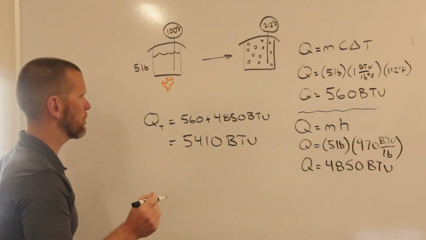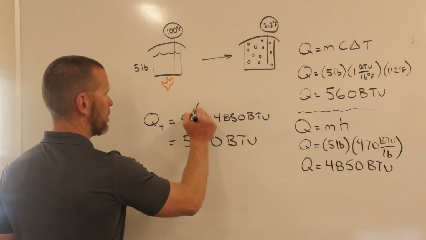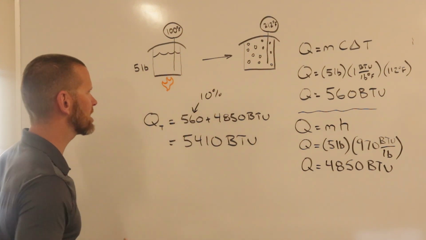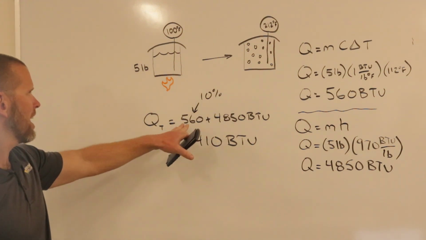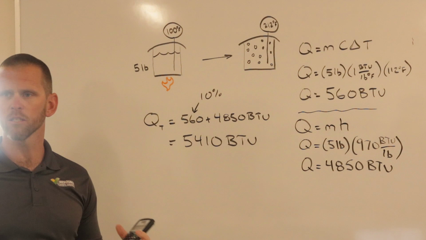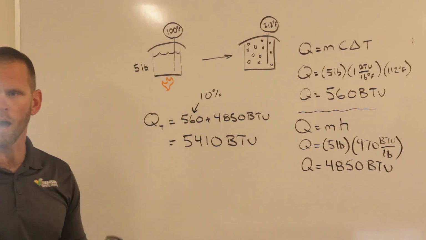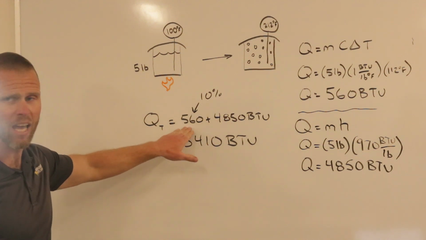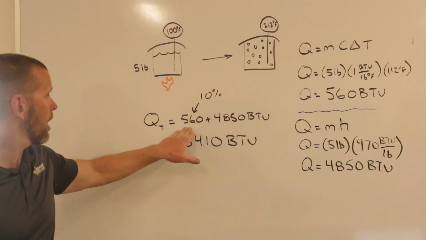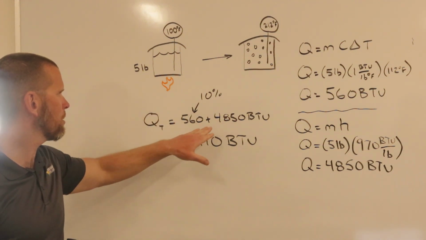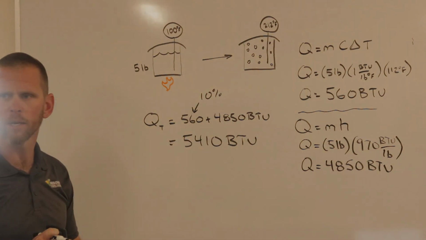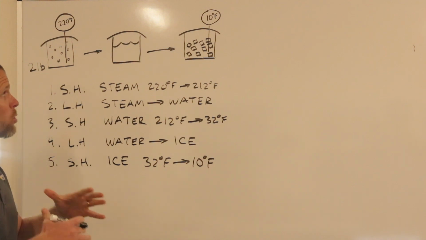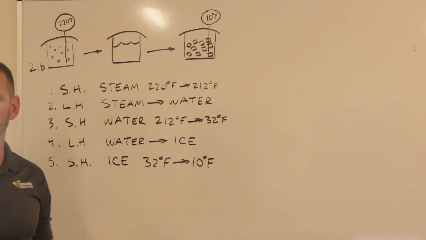I want to point out something here, that the sensible component is approximately 10% of that answer. Not exactly, but approximately 10%. And it turns out in most of these combination problems, the latent heat will dominate in terms of the overall. You still can't ignore the sensible heat because 10% is still 10%, but most of the time the latent heat will dominate.